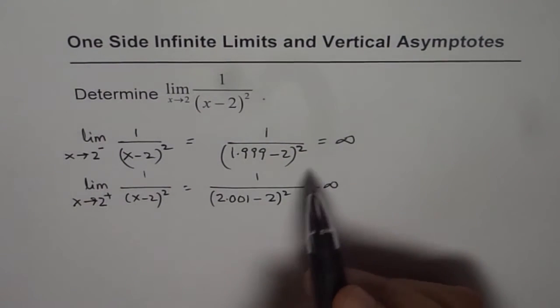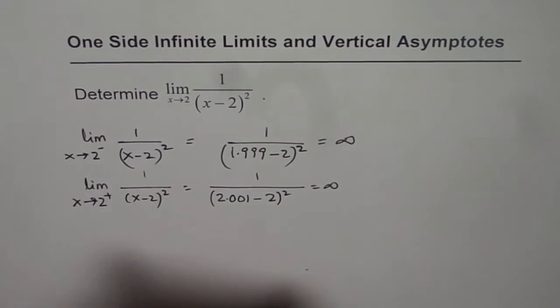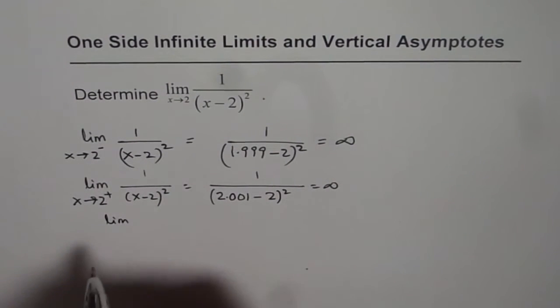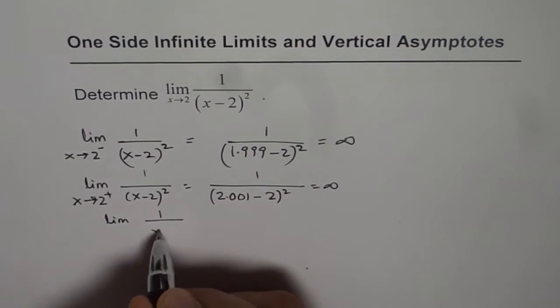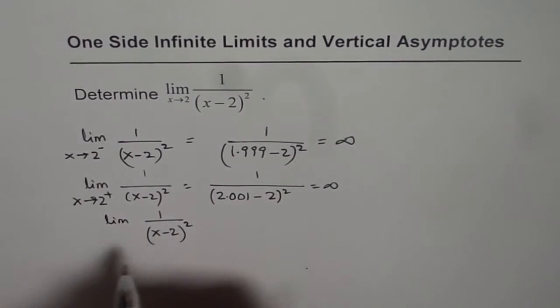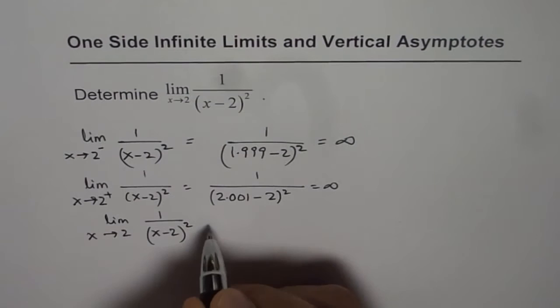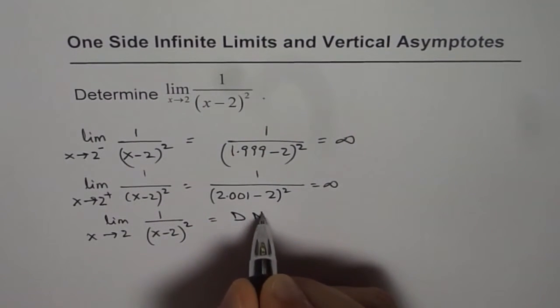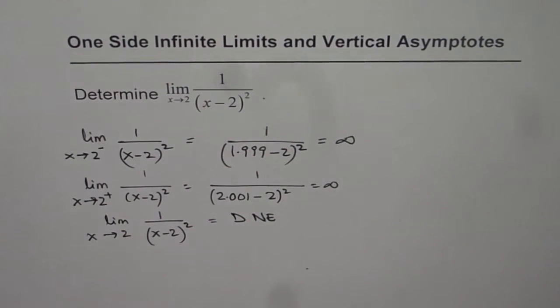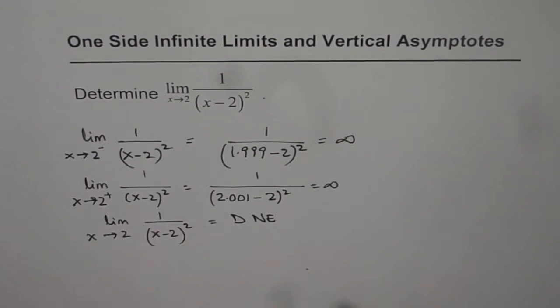So it's very clear from these two sets that the limit of this function 1 over (x minus 2) whole squared as x approaches 2 does not exist, since it's going infinitely large. So that is our answer.